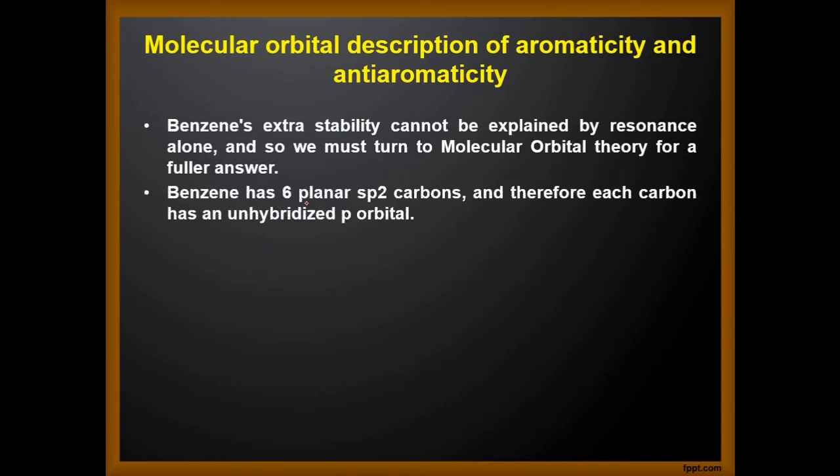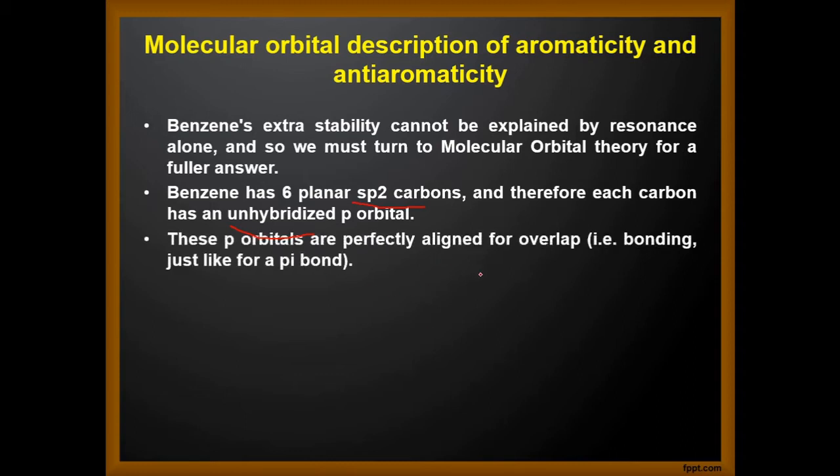Benzene has 6 planar sp2 carbons, and therefore each carbon atom has an unhybridized p orbital, and these p orbitals are perfectly aligned for overlap. So we can see something like this. All these p orbitals are perfectly aligned, so they can undergo overlap.